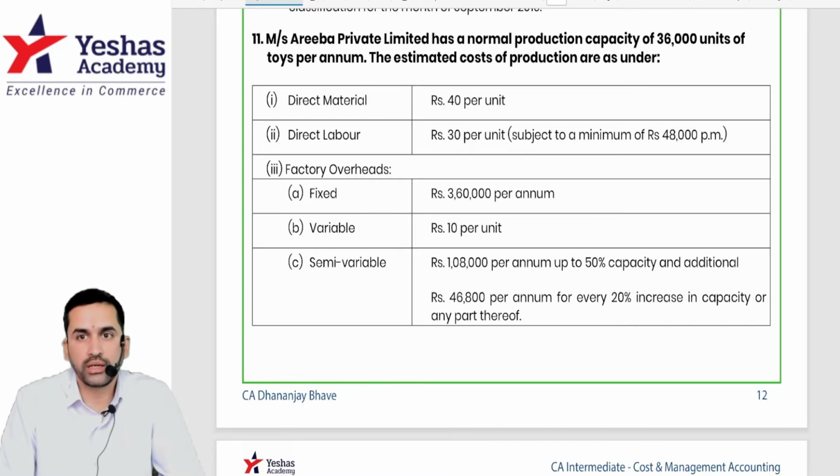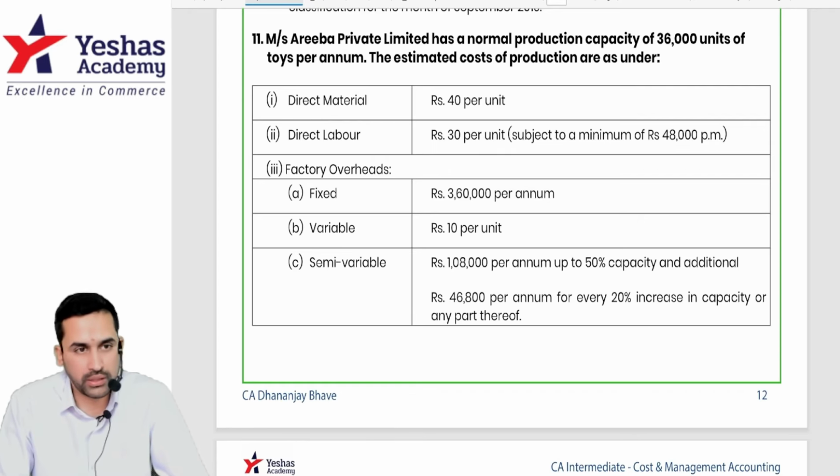Cost sheet topic, question 11, very important. Reba Private Limited has a normal production capacity of 36,000 units of toys per annum. The estimated cost of production details are given to you. Direct material, direct labor, that has a condition. You have to pay 30 rupees per unit, but you should pay a minimum of 48,000 per month.